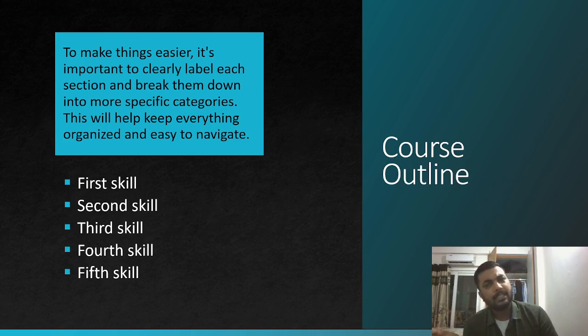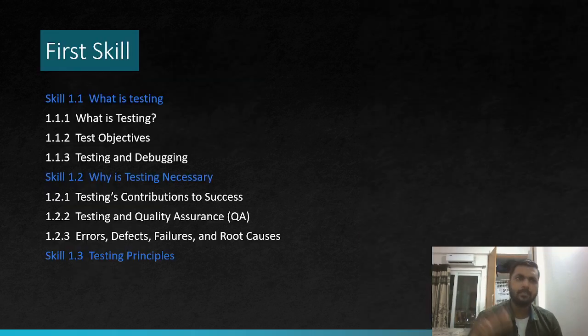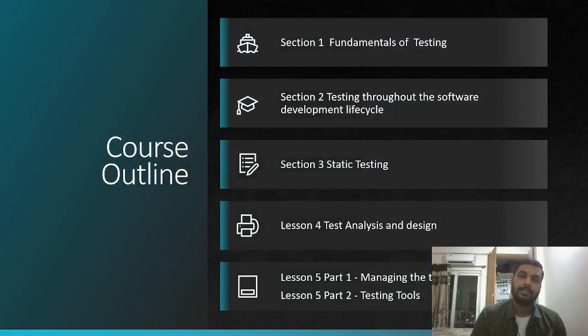To make things easier, it's important to clearly label each section and break them down into more specific categories. This will help keep everything organized and easy to navigate. So that's all the course outline is. Now if I discuss the first skill, moving back, section 1 is fundamentals of testing.